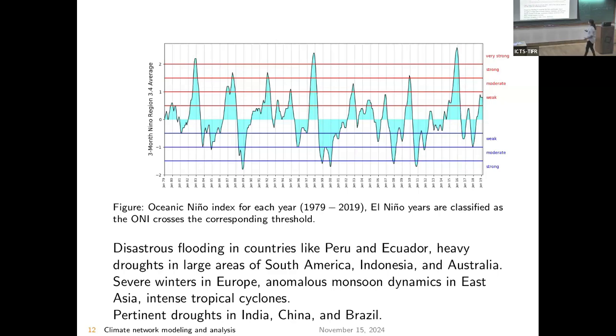It is very important to predict the El Nino beforehand, in order to mitigate its effects and do various rescue work, because it has various impacts on the global climate. There are disasters and flooding in countries like Peru and Ecuador, it is related to droughts in large areas of South America, and it is also very much connected to the Indian monsoon, which we can clearly see in this slide.